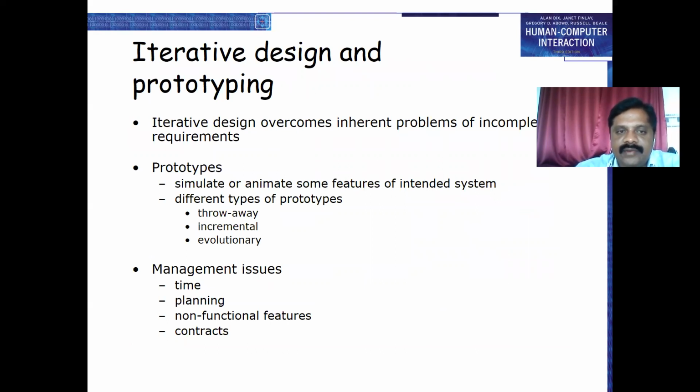Next, iterative design and prototyping. Iterative design overcomes the inherent problem of incomplete requirements. Prototypes simulate or animate some features of the intended system. Different types of prototypes: throwaway, incremental, evolutionary. And management issues: time, planning, non-functional features, and contracts.